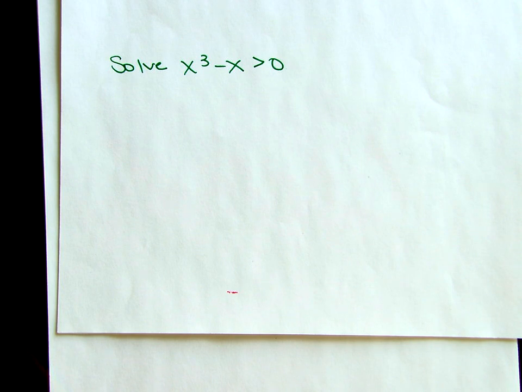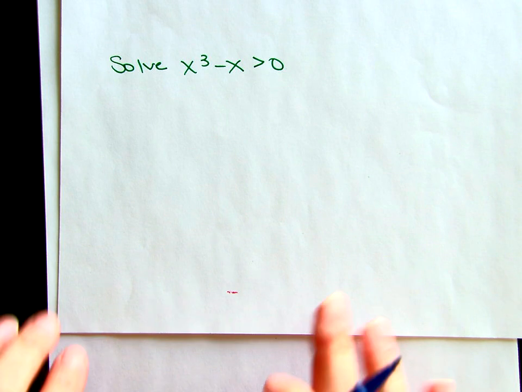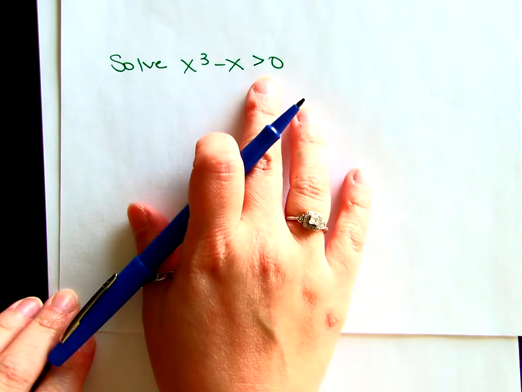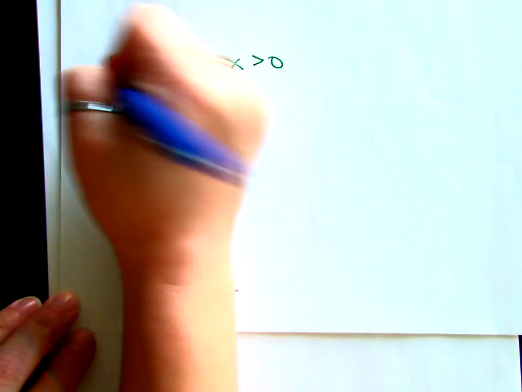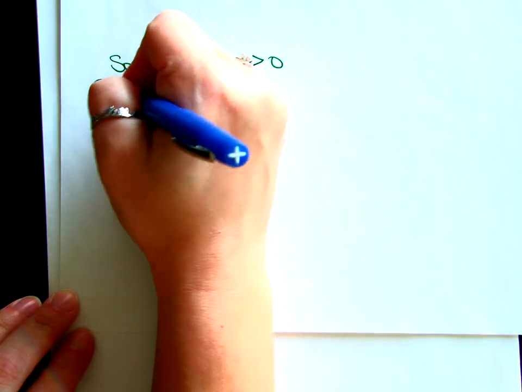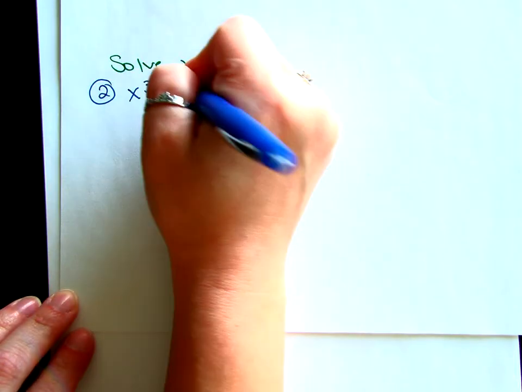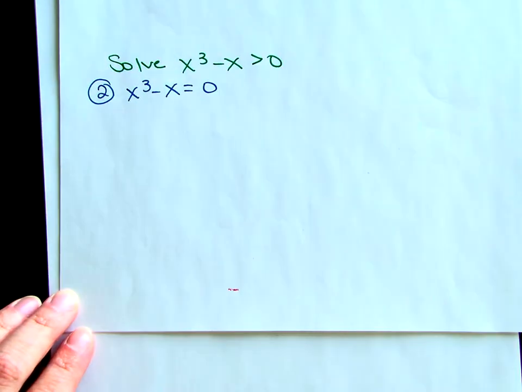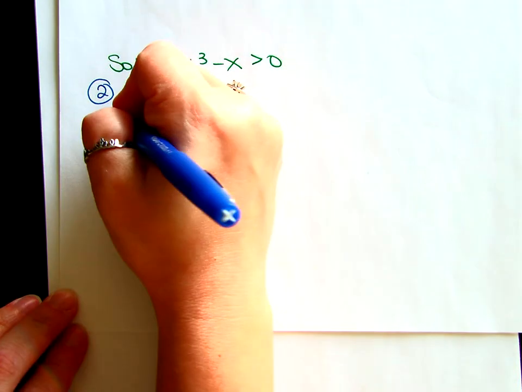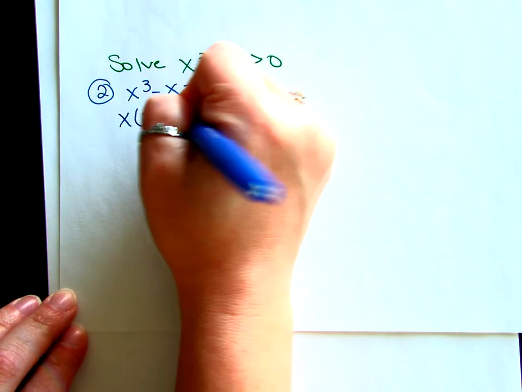Step 1's already done for us yet again because it's got everything by itself. So step 2 is where I set the polynomial equal to 0, and I find my boundary points by solving. X to the third minus x, both of those have an x term, giving me x squared minus 1.